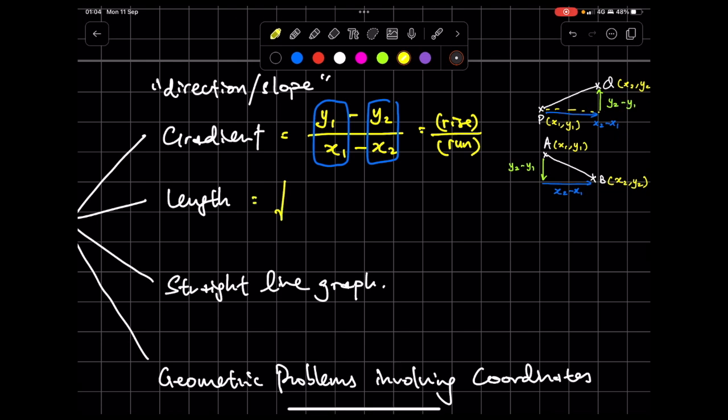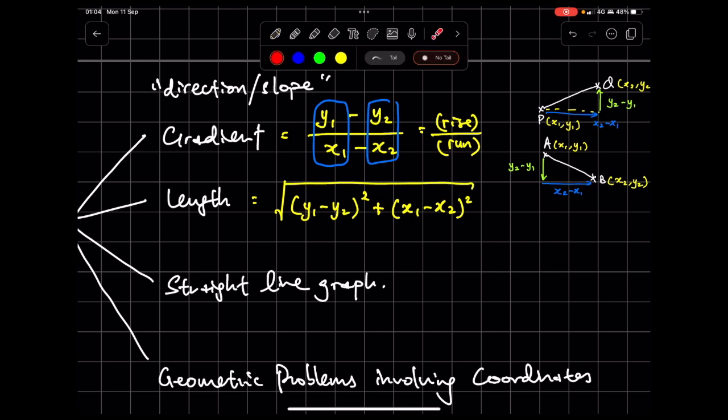The formula is square root. Now inside is going to be y1 minus y2 squared plus x1 minus x2 squared, whole thing square root. So you might think that there's a bit of similarity, but the similarity is just y1 minus y2, x1 minus x2. Actually, length is much easier to understand, I feel.